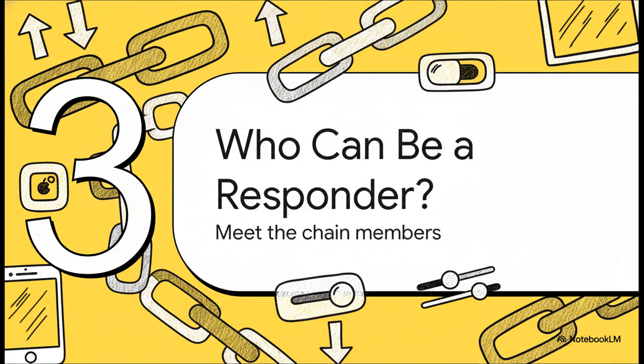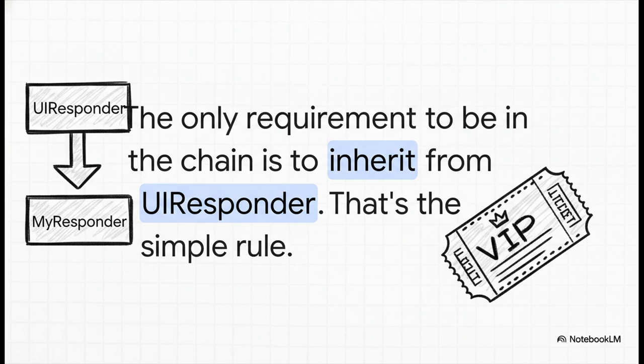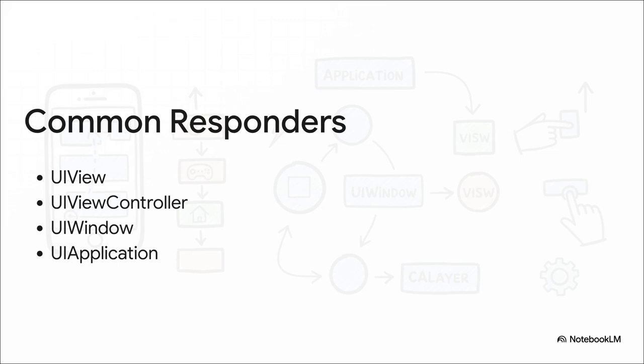We've been using this word responder a lot. So who are these objects? Who actually gets to be a part of this special club? Well, it turns out the rule for entry is surprisingly simple. If your object's class inherits from UIResponder, you're in. That's it. That's your golden ticket to participating in the event handling party. And as you might guess, this means pretty much all the usual suspects you work with every single day are already members. Your UIViews, your UIViewControllers, even UIWindow and UIApplication, they all inherit from UIResponder, so they're all ready and waiting to handle events.